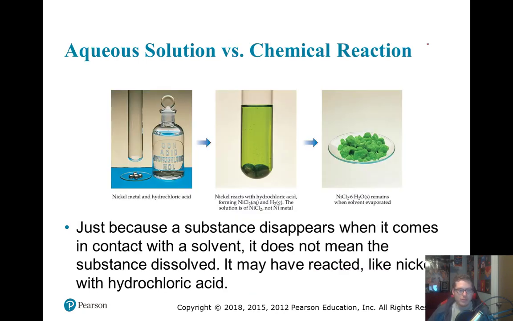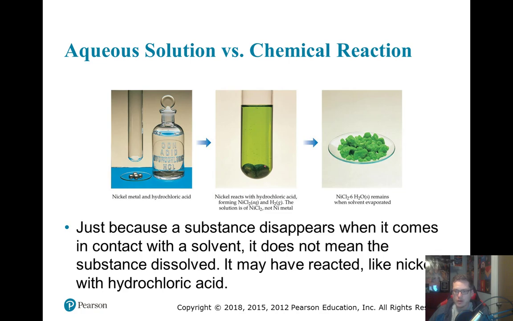Now, one thing you have to be careful of is that just because you put a solid in a liquid and it disappeared doesn't mean that you have a solution, or that your substance dissolved or dissociated. Sometimes it disappears into solution because you actually had a chemical reaction. For example, here you had hydrochloric acid with nickel. You put the nickel and the hydrochloric acid in this test tube, and it looks like the nickel dissolves, but in actuality, the nickel reacts with the hydrochloric acid to form nickel chloride and hydrogen gas.